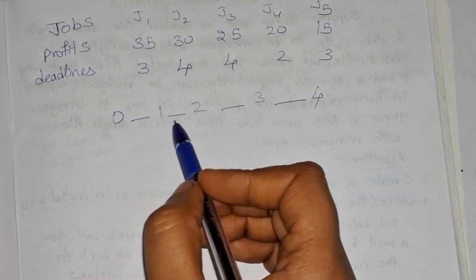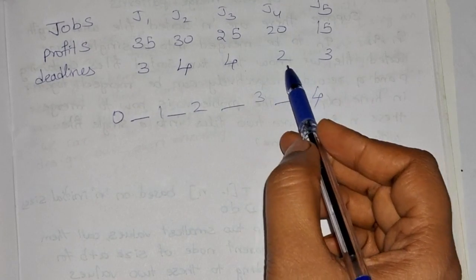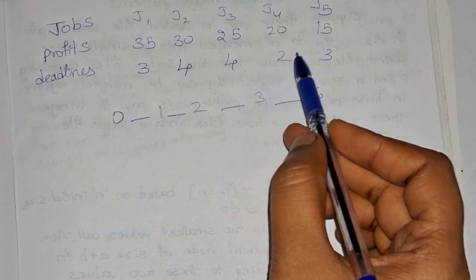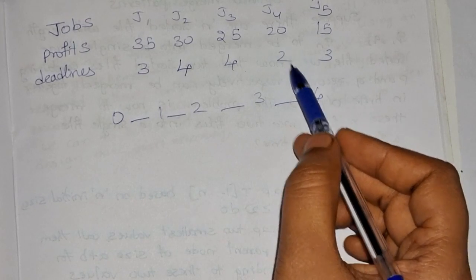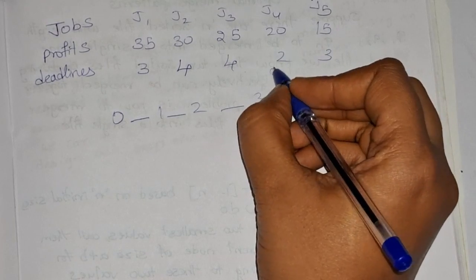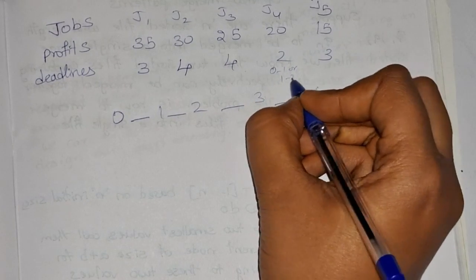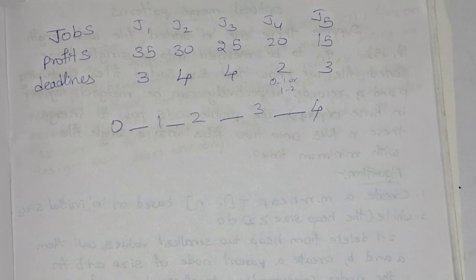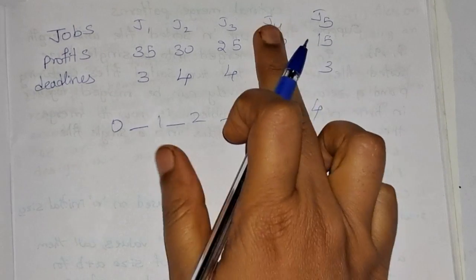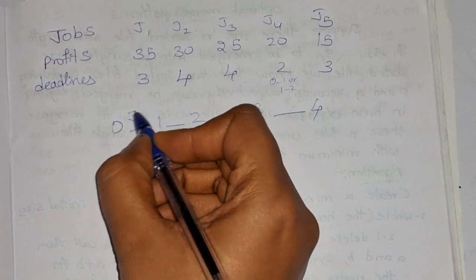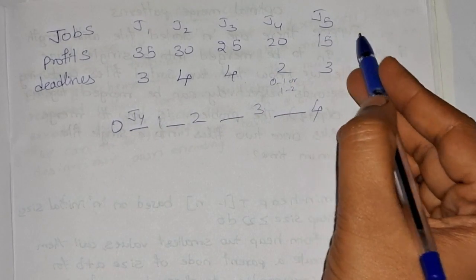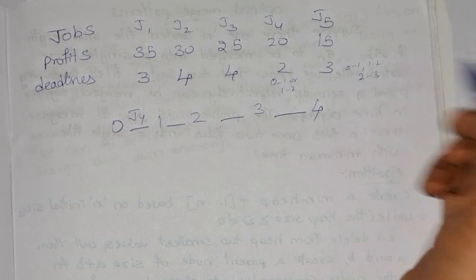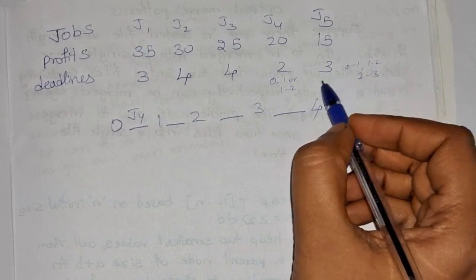Here the job J4 requires 2 units of time, so at most it can run in the second slot. It can run in 0 to 1 or 1 to 2, so it can run in these 2 slots. So we will place this J4 in the first slot. Similarly J5 can run in 0 to 1, 1 to 2 or 2 to 3. In these slots it can run, that is, the maximum deadline is 3.